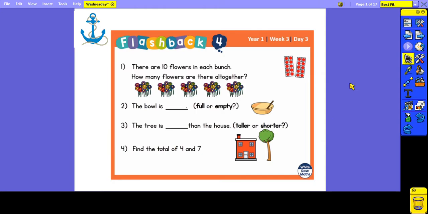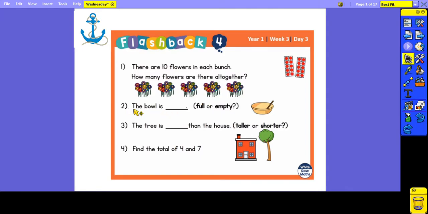Hi Year 1, so for today's maths lesson we are starting again with a flashback 4, and first of all we need to work out which number is represented by the 10 frames, and then we have got our 4 questions here. First one says there are 10 flowers in each bunch. How many flowers are there altogether? So for this you need to count in your multiples of 10 to work out the total.